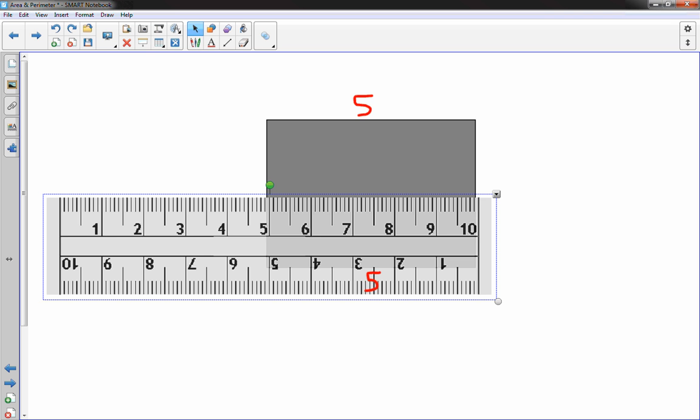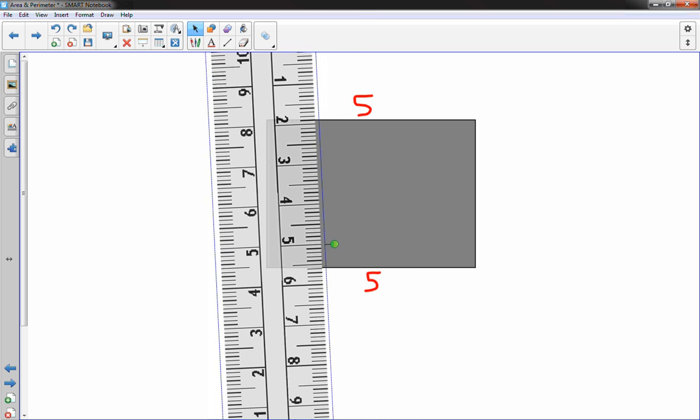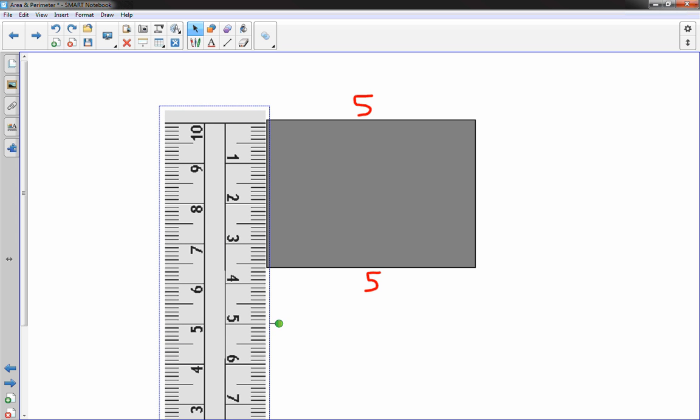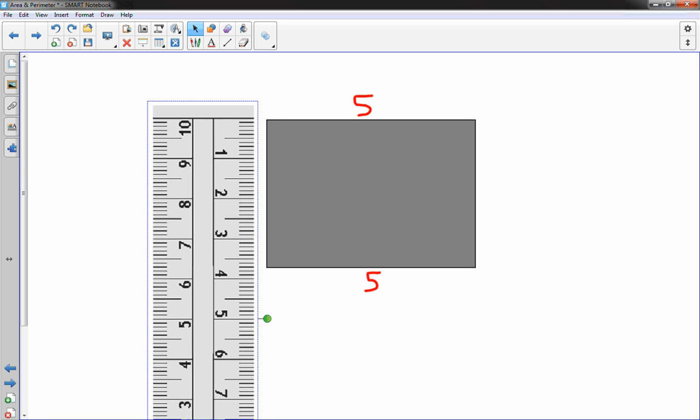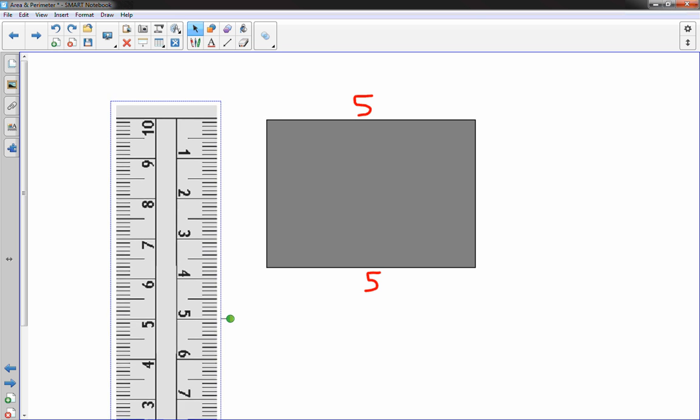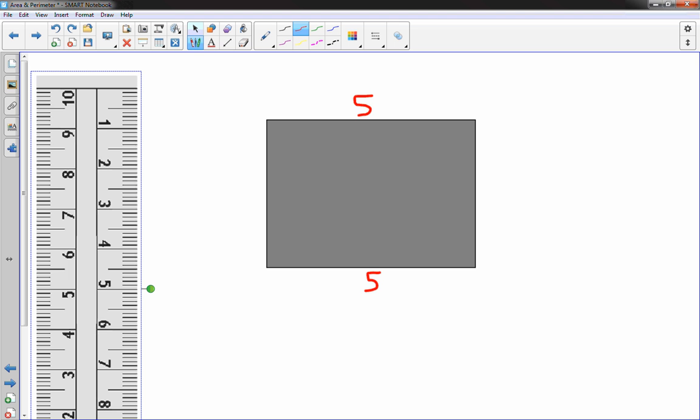Move my ruler. Hopefully I can rotate it. There we go. Then put that there best I can. Almost got it lined up there. Try that again. And it looks like it's a little over 4.5 over here. So maybe 4.7. So let's move that out of the way. This is 4.7. So that means this is 4.7.